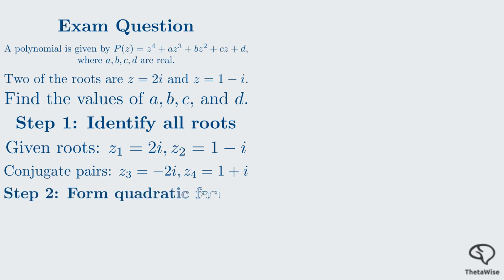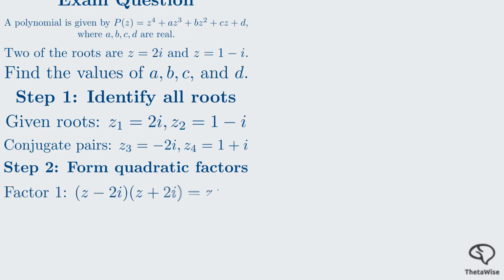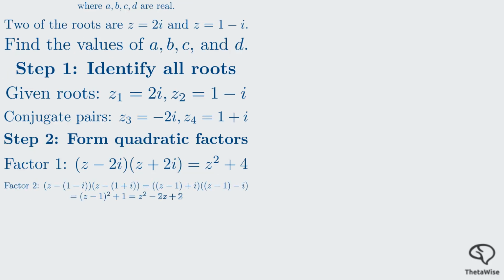Next, we form quadratic factors by grouping the conjugate pairs. The first pair gives us z squared plus 4. For the second pair, we use the difference of squares on the real and imaginary parts. This simplifies to z squared minus 2z plus 2.